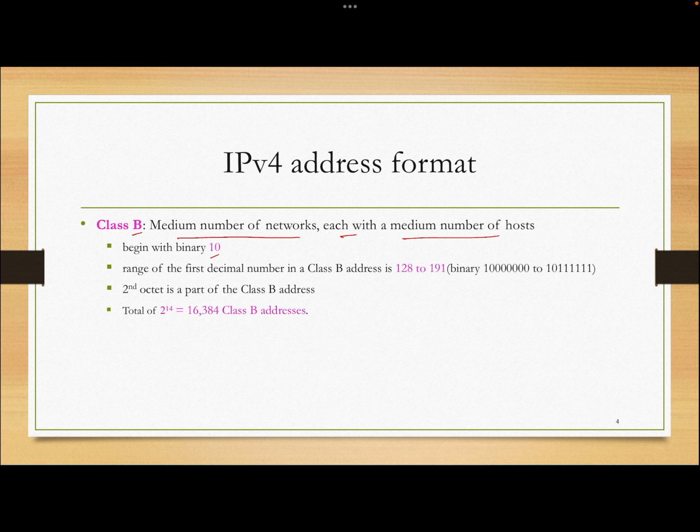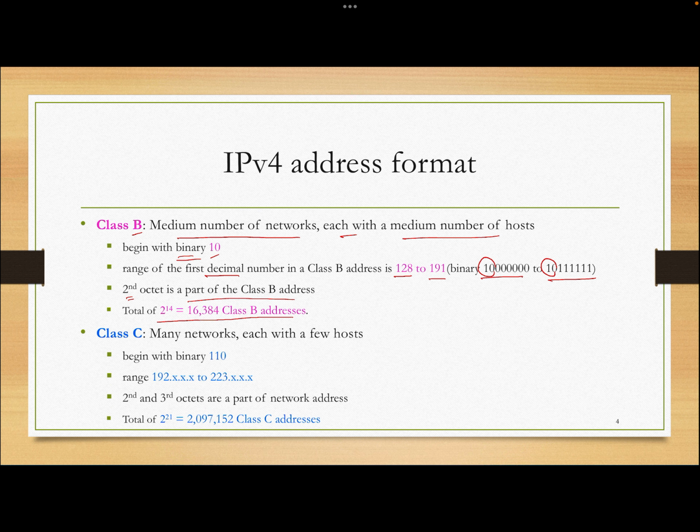So class B begins with binary 10, and in decimal it starts from 128 to 191. The first 2 bits are 10. The second octet is also part of the class B network address. So you have 2 bytes for the network address, and you have 2 to the 14 class B addresses. You can check back to that picture in the previous slide.